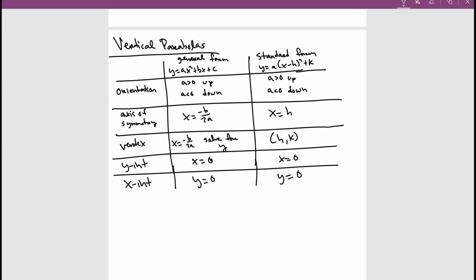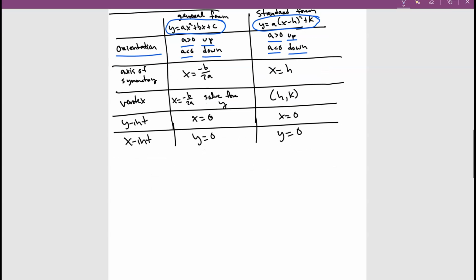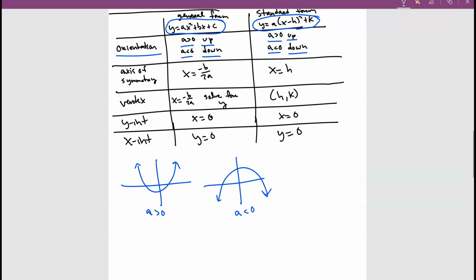So basically, we found that you have two different types of parabolas. You have parabolas that have this general form y equals ax squared plus bx plus c, and you have the standard form, which is kind of like vertex form, I guess. Remember the vertical parabola orientation: if the a value is greater than 0, it's going up. Same thing with the standard form, that doesn't change. If it's less than 0, it's going down. So if a is greater than 0, it's going to be a happy parabola. If it's less than 0, it's going to be a sad parabola. And it happens for both.